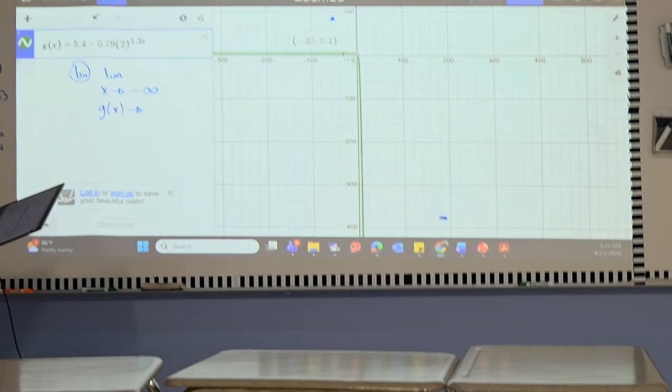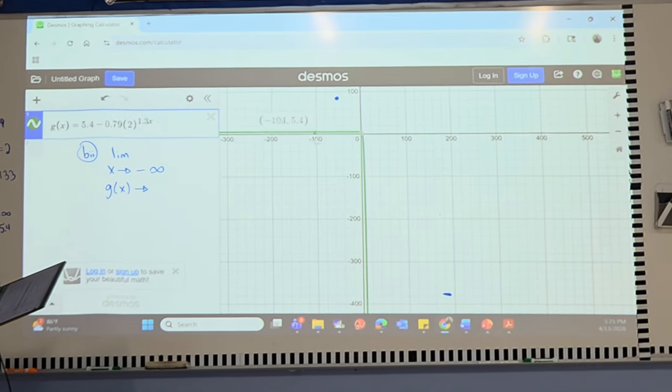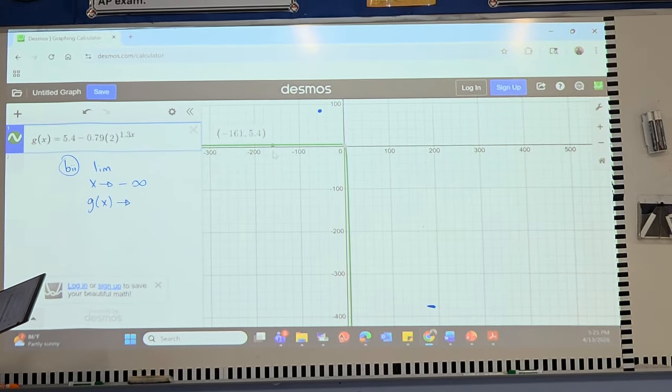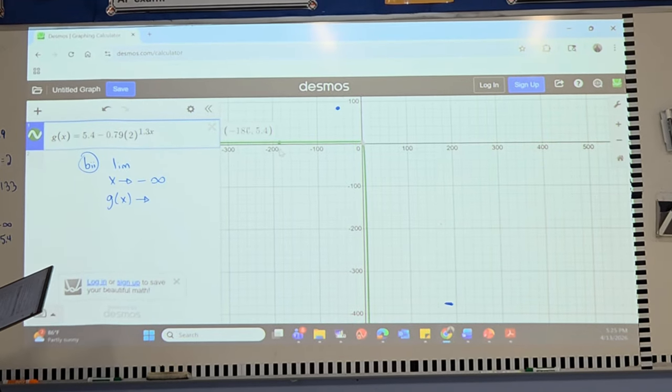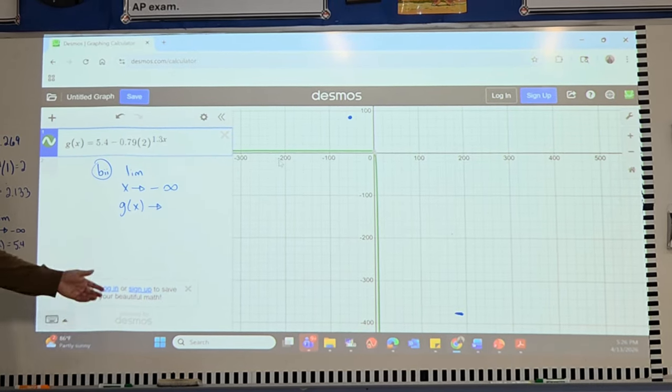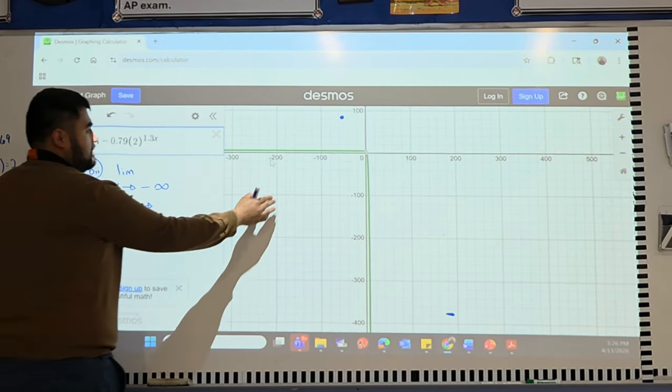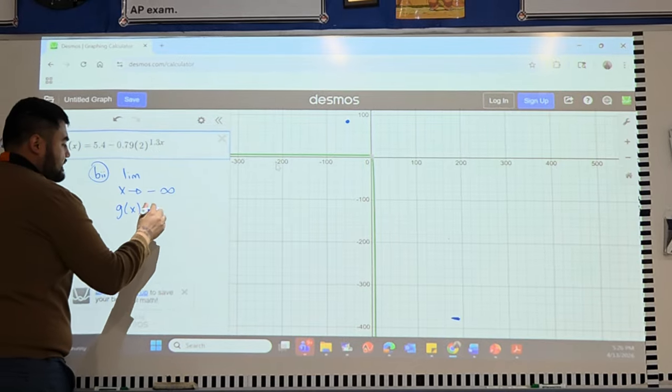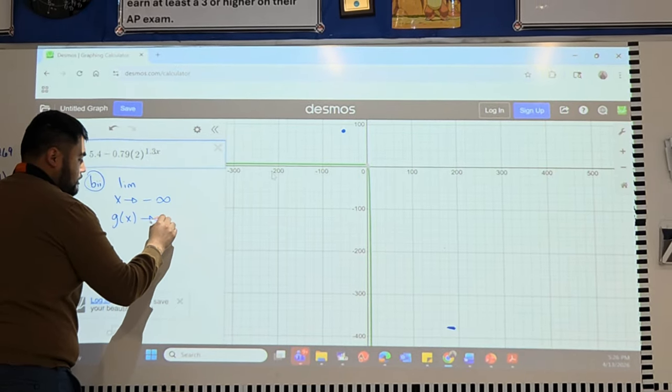So I'm gonna keep scrolling. Look at the y. The y is not changing at all. The y is labeled as 5.4. So g of x, instead of going to positive infinity, because of that asymptote, it's gonna approach 5.4.